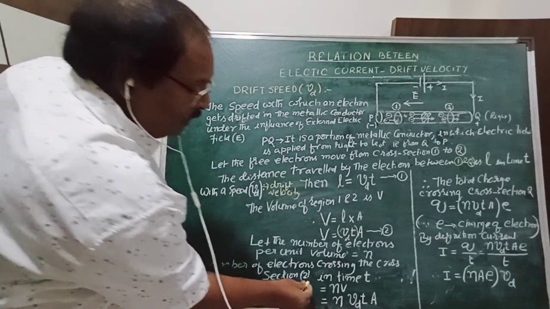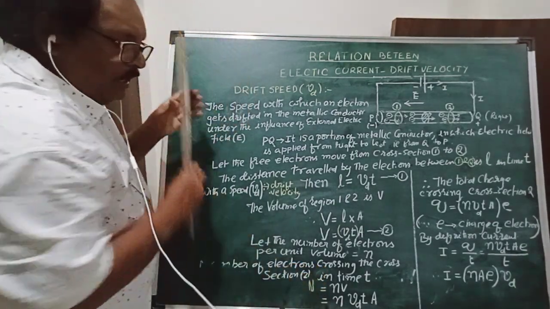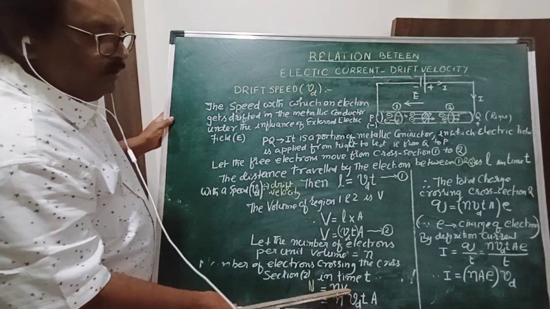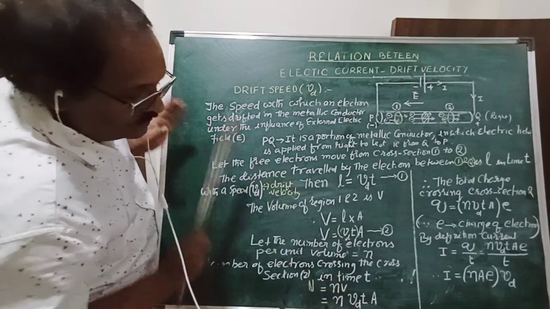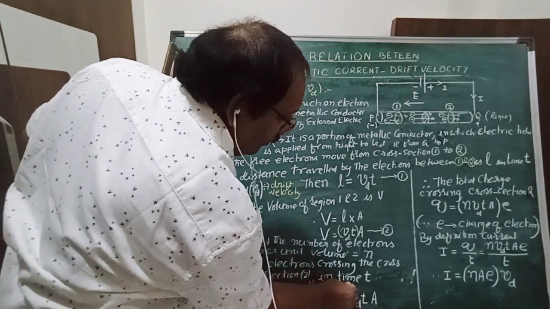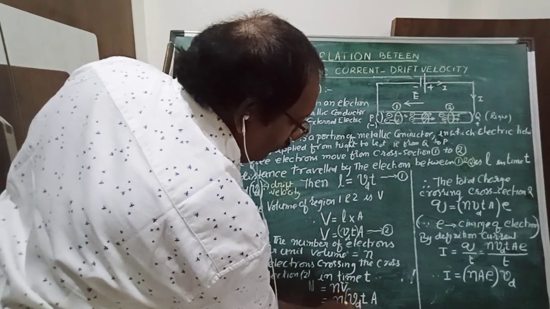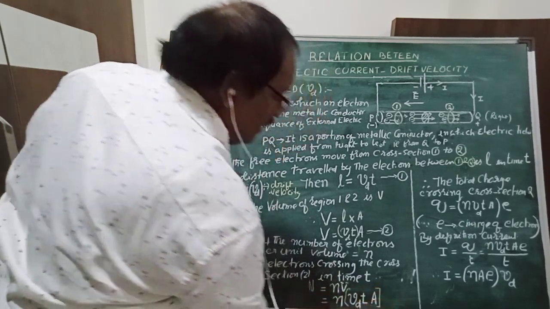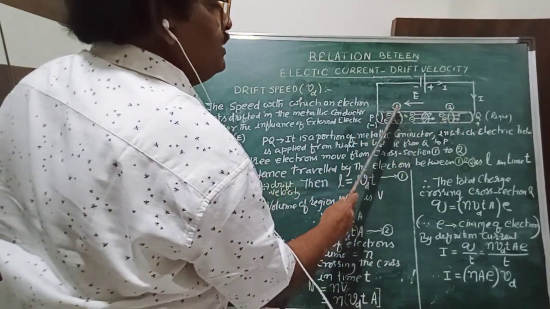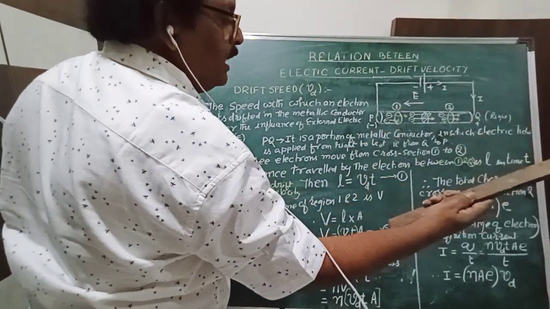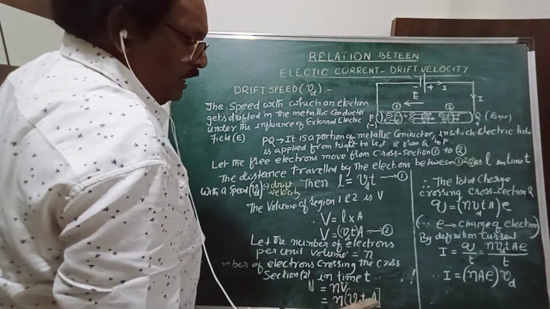So the capital N value is equal to how much now? The number of electrons crossing is N equals n into V. But what is V? It is the volume, not velocity. Volume we already determined here: volume is equal to Vd into t into A. So the number of electrons crossing between these two cross sections 1 and 2 in a given time t is given by n into V, that is n into Vd into t into A.